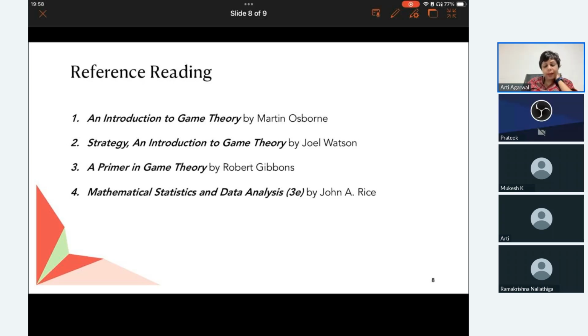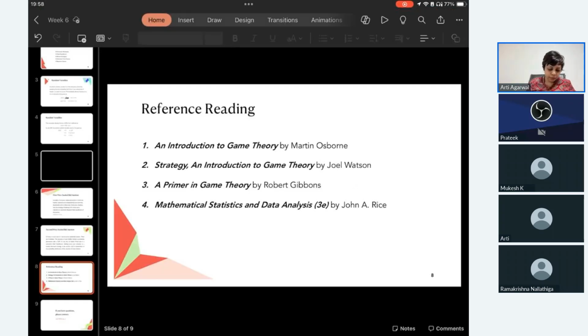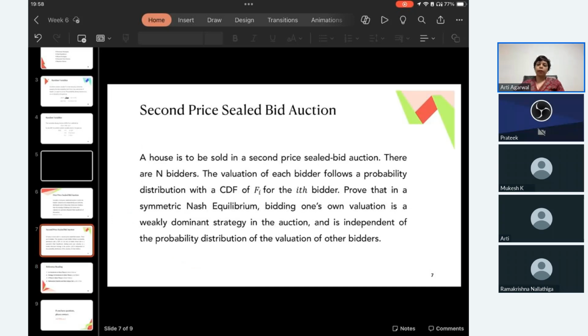The primer in game theory has some explanation on Bayesian auctions, and so do the other two. So only these three books have a decent explanation of Bayesian auctions, as per me, at least. But of course, if you prefer some other book, that's your choice. I have given most of the references in the slides. But most of these are very standard questions, so you'll find them in almost all the books.